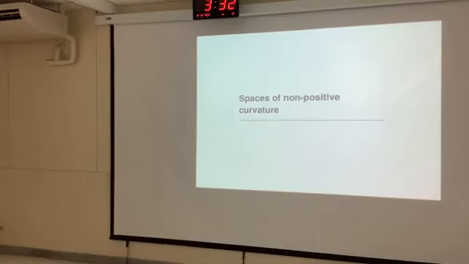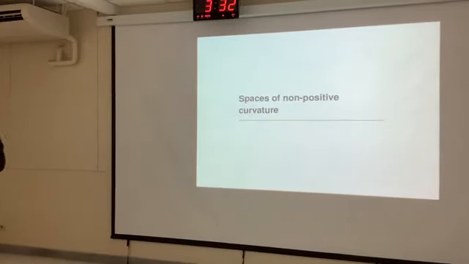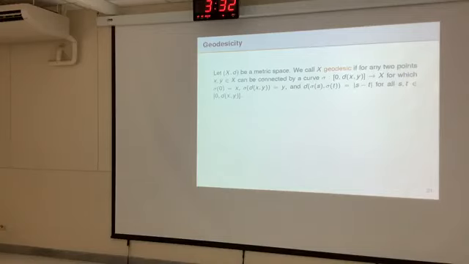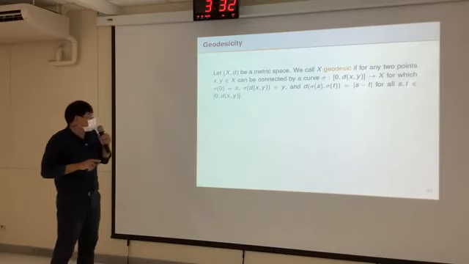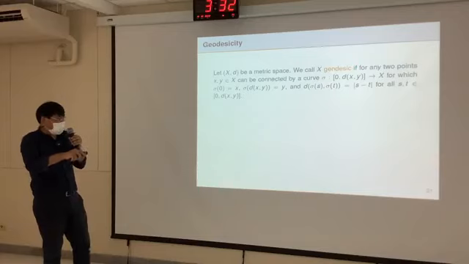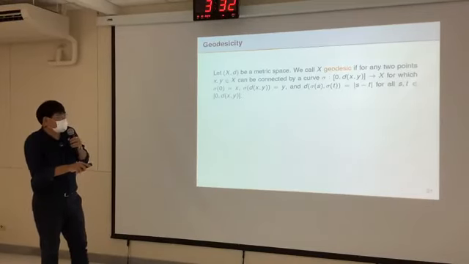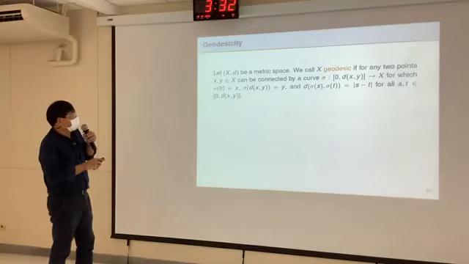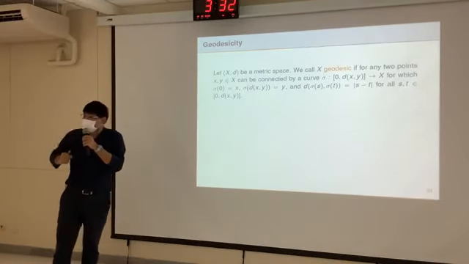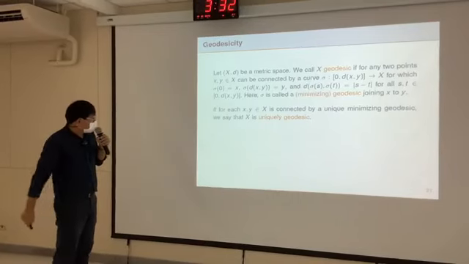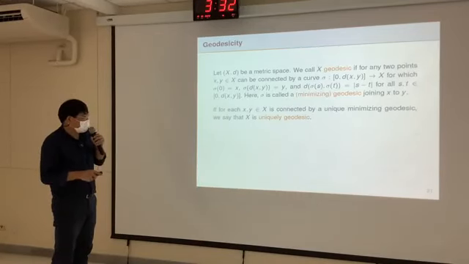First, we have to know the definitions of CAT(0) space, or the space of non-positive curvature. Right now, we only assume that X is a metric space. We call this metric space a geodesic space if any two points on X can be connected by a curve, which is sigma here. The domain of definition is from zero to the distance between the two points, and it satisfies this. Roughly speaking, for any x, y, you can find a curve which is isometric to a closed interval. This curve sigma will be called a minimizing geodesic.